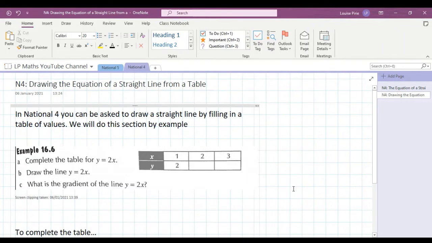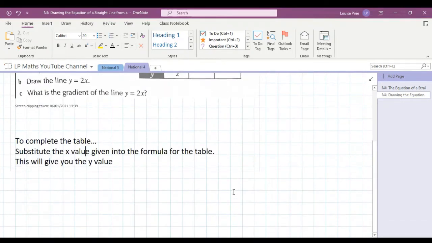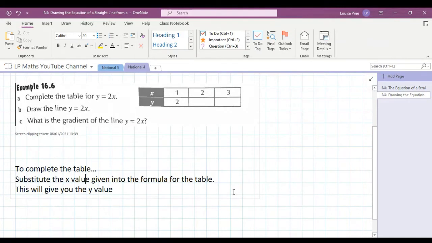What we're going to be doing today is drawing the equation of a straight line from a table. This is something you can be asked in National 4: to take a table like the one we have in the example and draw the line. First of all, I'll tell you how to complete the table. To complete the table, really simple, we substitute the x value into the formula for the table and this will give us the y value. So for example, I'm going to do this question here that you can see.